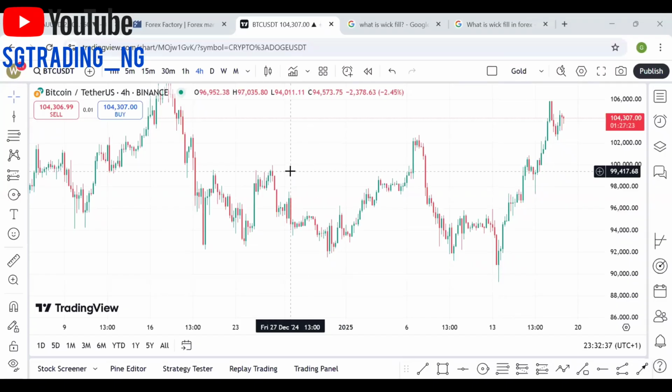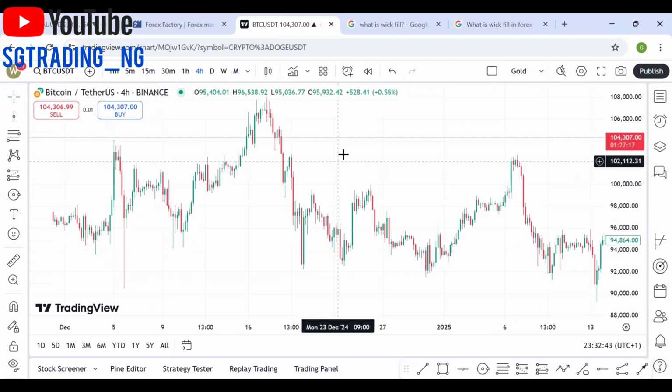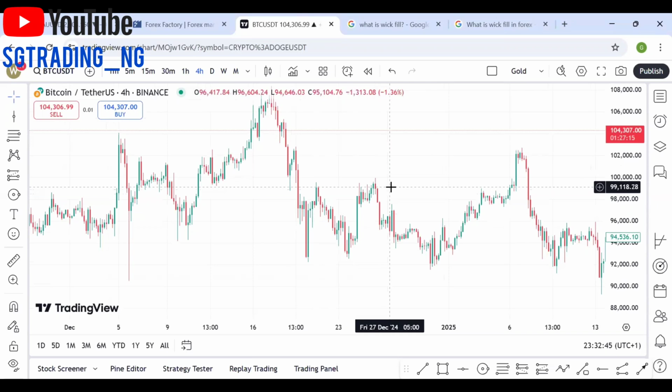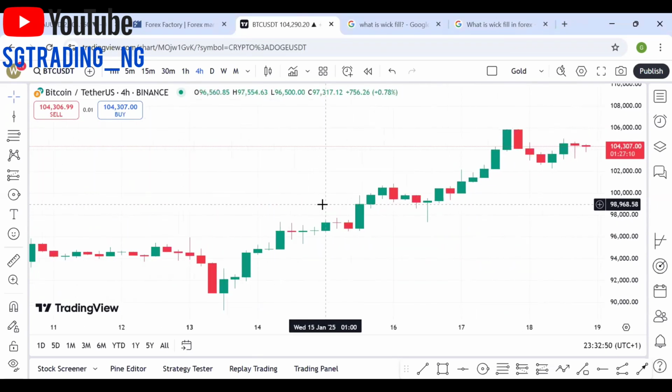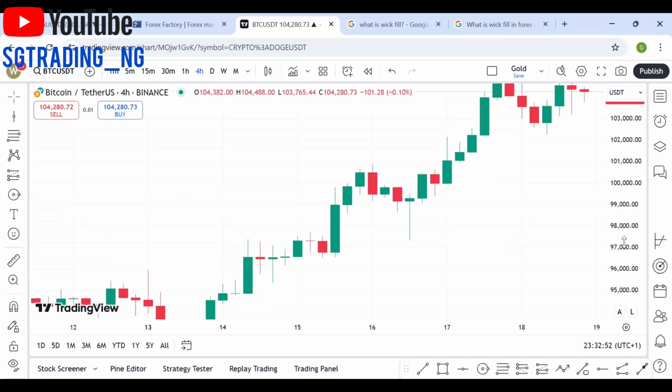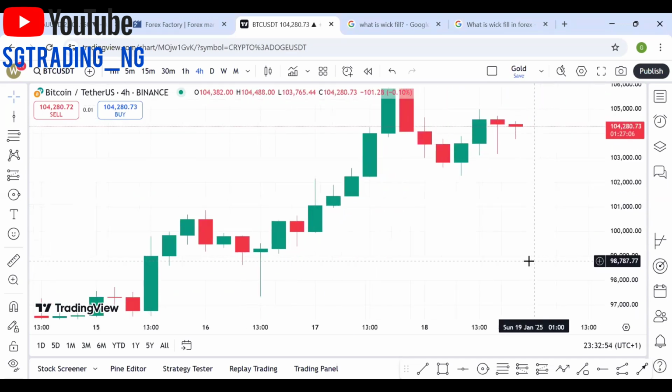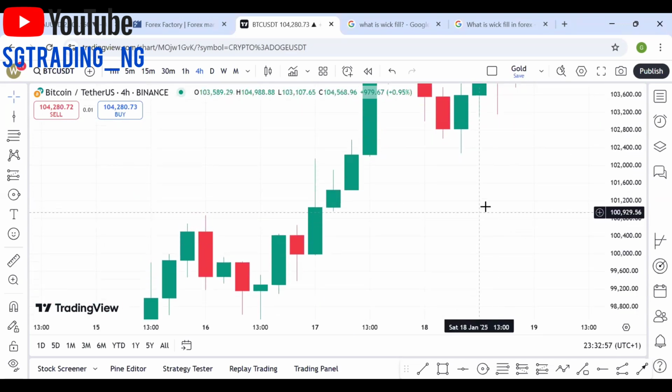Okay, so what we have here now is a chart on BTC USDT. This is a 4 hours time frame. Let me zoom out a little bit to see the candles very well.